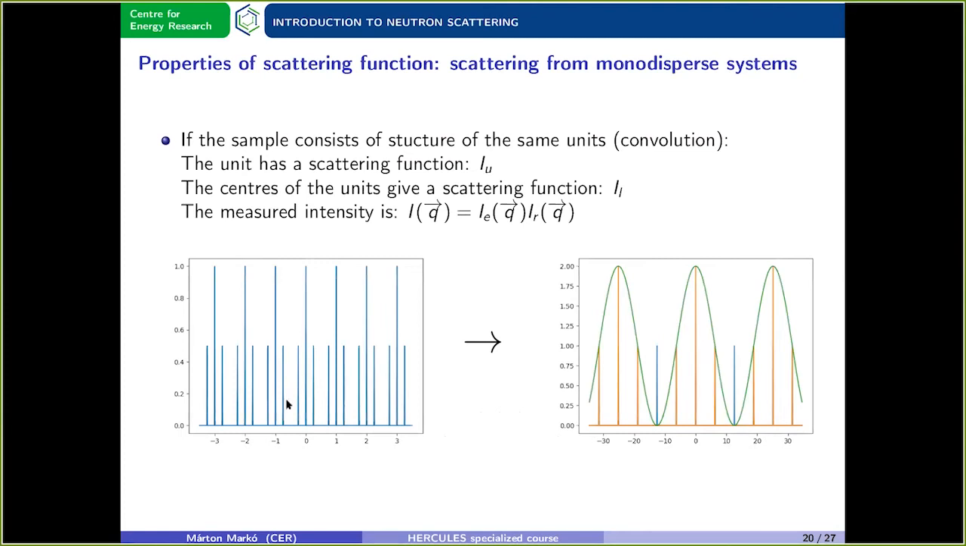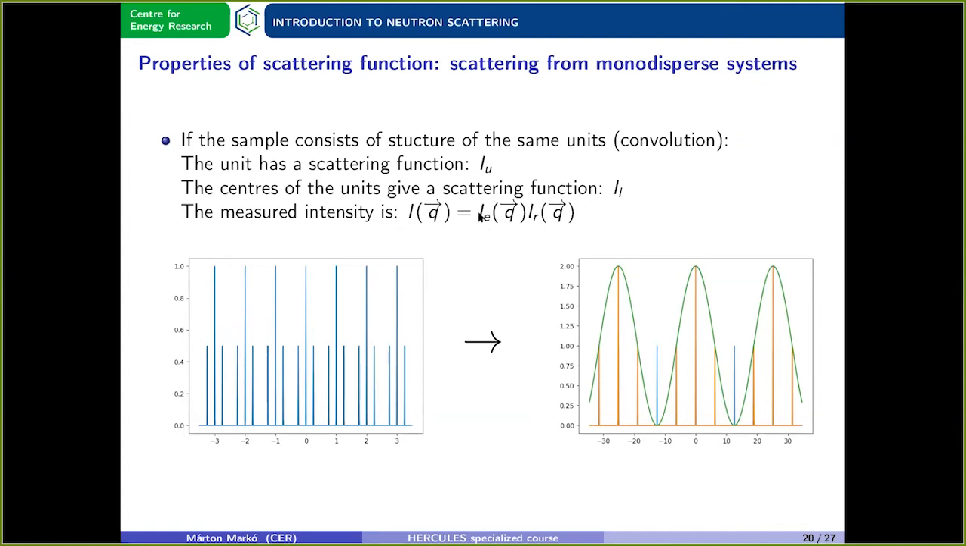Okay, let's see some more examples about these functions I was speaking about before. So if the sample has a structure of the same units, this is like a crystal which has a unit cell which has some atoms, for example, but this unit cell is repeated, so it's a real single crystal.